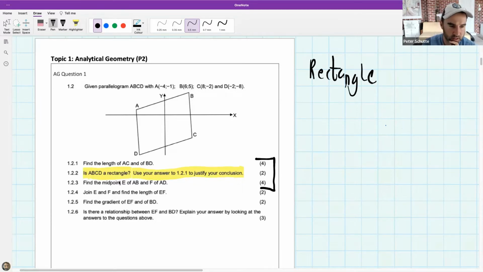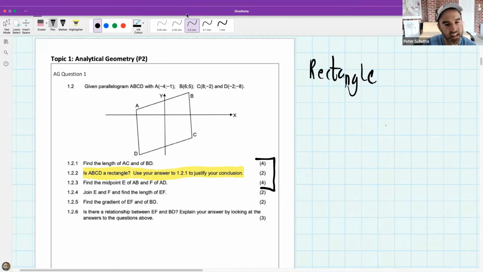So the question says, is ABCD a rectangle? How would we be able to prove something is a rectangle? And if you have an idea of how you would do that, just put it in the chat. Otherwise, I'll tell you in a moment. But if you're willing to give audio feedback, put your hand up and just let us know with your voice.